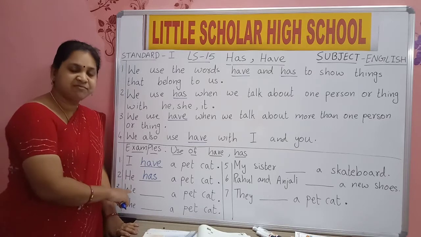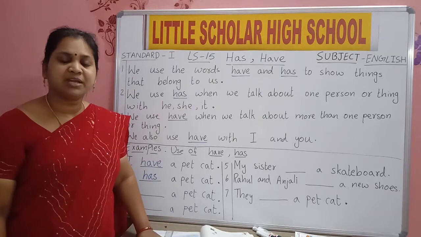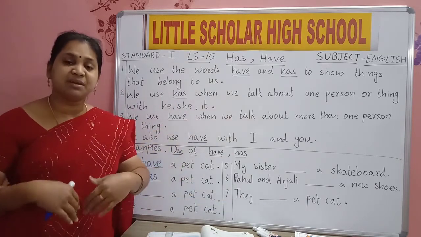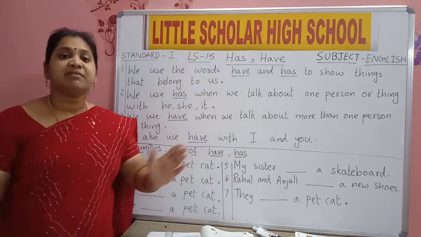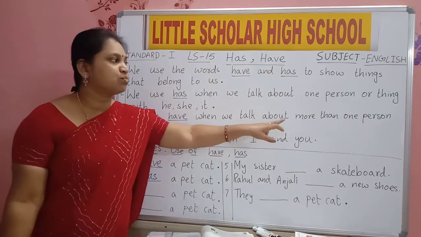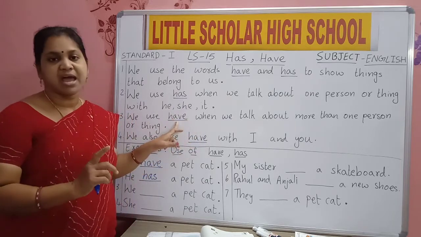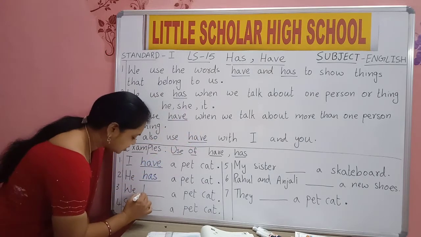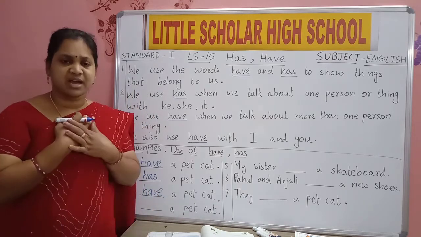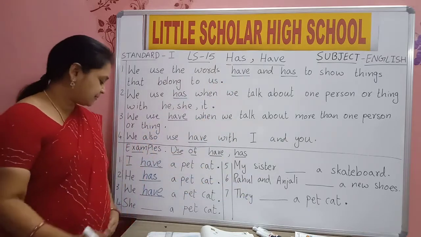Now, we. We means how many? We means many people. We are talking about many. When we are talking about many, or more than one person, what should we use? We should use have. We have a pet cat. We does not mean I, no. We means many, we all. We have a pet cat.